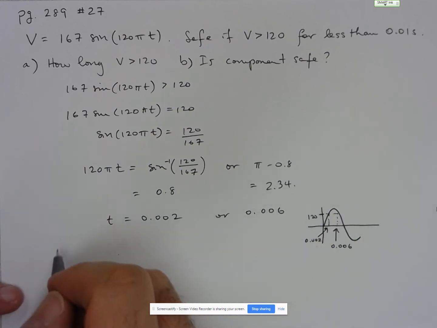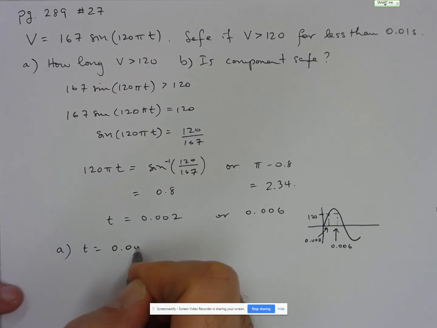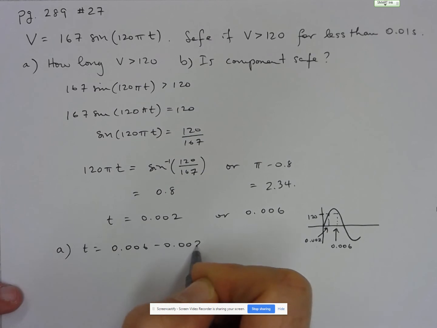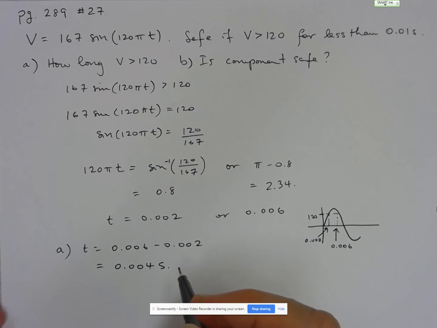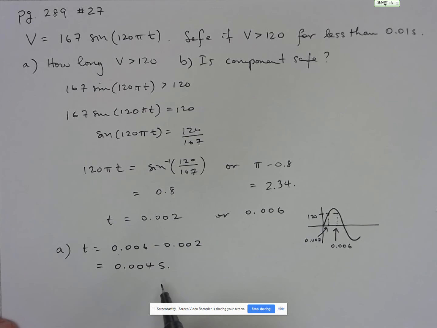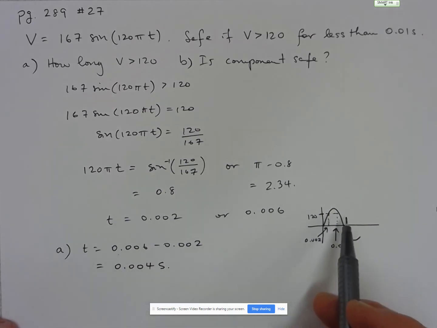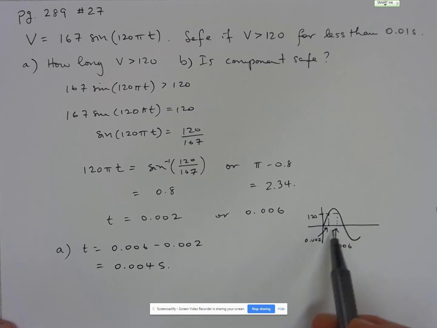So if I want to determine how long it's greater than 120, that time is going to be given by the difference of those two. So 0.006 minus 0.002, and that's equal to 0.004 seconds. All right, so this is the length of time in any half cycle where it's going to be greater than 120. All right, now we don't need to calculate the other portions like here or back up there because of the periodicity of the sine function. Okay, we just need to calculate it twice.